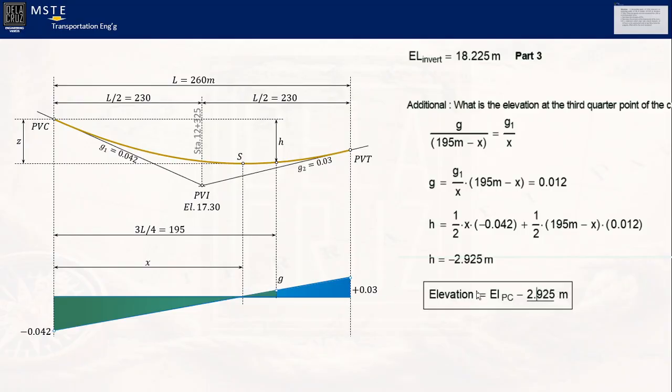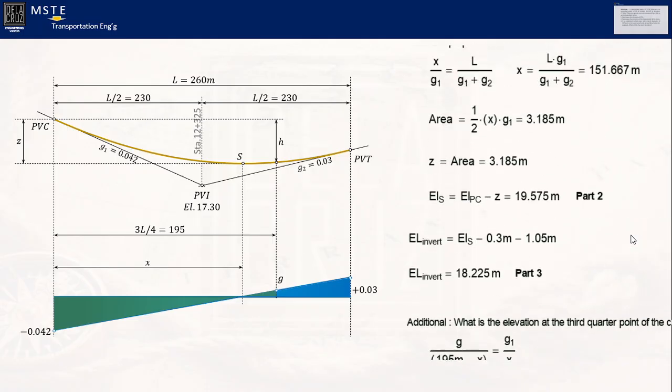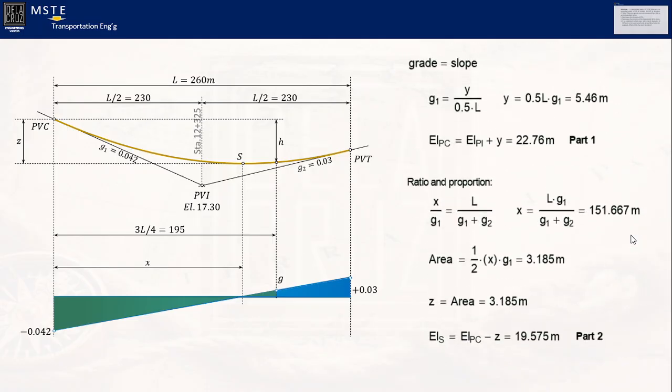Okay, so anyway, this is our answer. Part 3. Okay? So that's it. I hope you learned something from this one. Expect in our next video, that would be the unsymmetrical parabolic curve. Okay? These are the solutions.